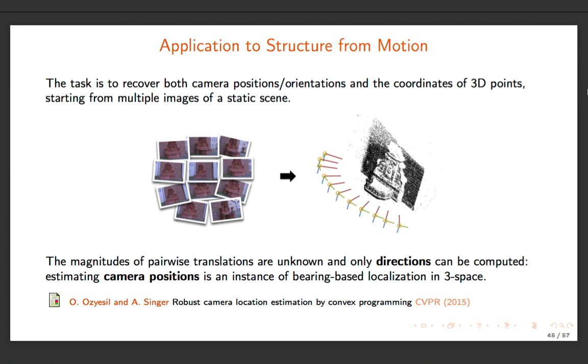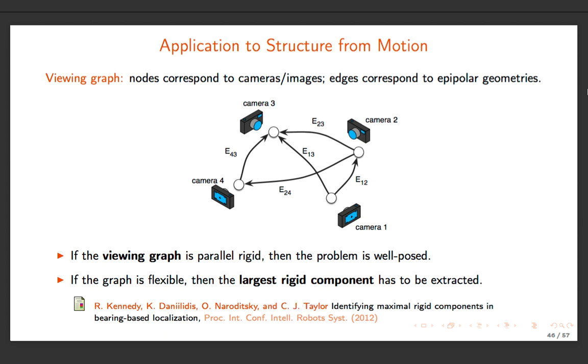Structure from motion can be represented as a viewing graph, where vertices correspond to cameras and edges correspond to view geometries. If the viewing graph is parallel rigid, then estimating camera positions is a well-posed problem. If the graph is flexible, then the largest rigid component has to be extracted, which represents the largest subgraph where the problem is well posed.